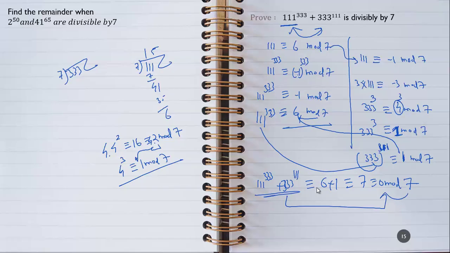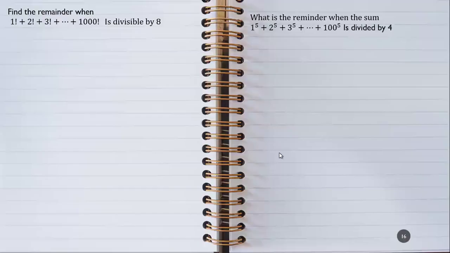Now come to the next question. Find the remainder when 1 factorial plus 2 factorial and so on is divided by 8.